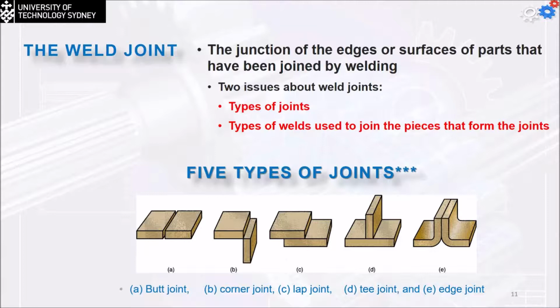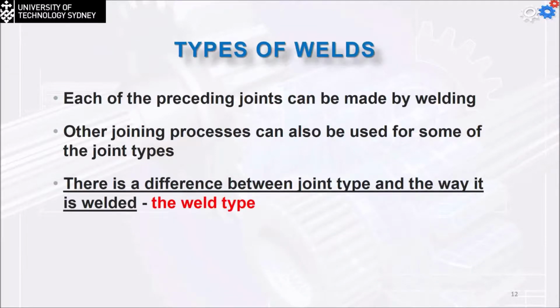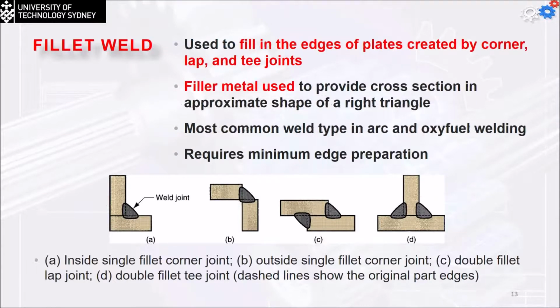The types of the welds we can use to join these types of the joints together is known as the weld type. The first type we know is the fillet weld. From the name, it has a fillet shape. You can see it has a certain angle. So it can be the inside single fillet corner joint. We can have the outside single fillet corner joint. We can have the type C, which is the double fillet on the lap joints. And we can have the double fillet on the T joints.